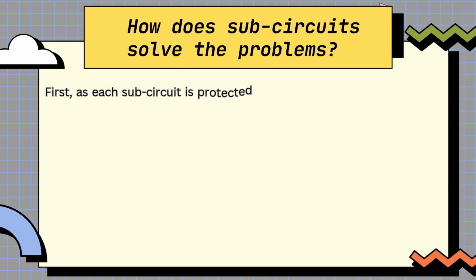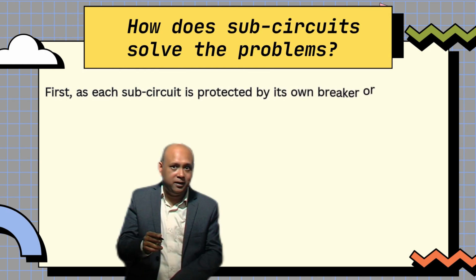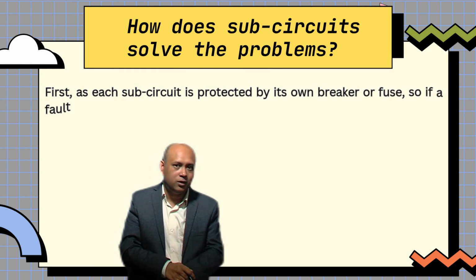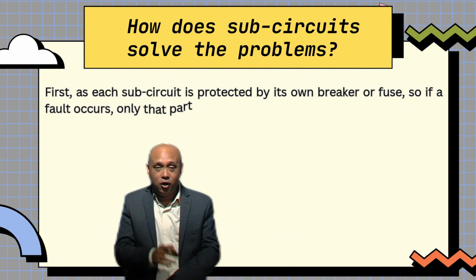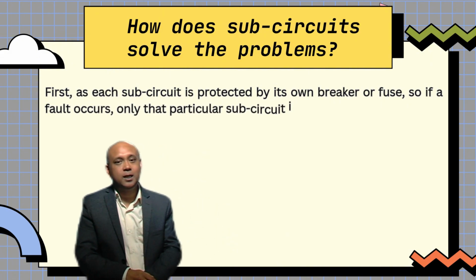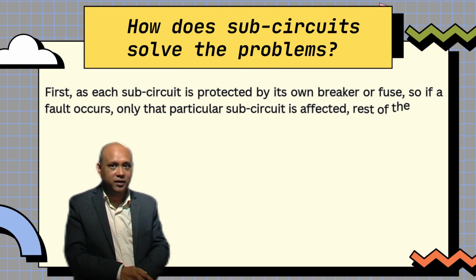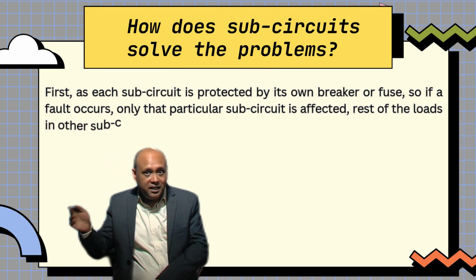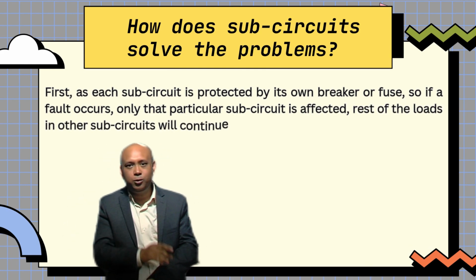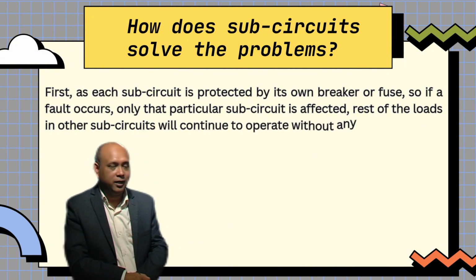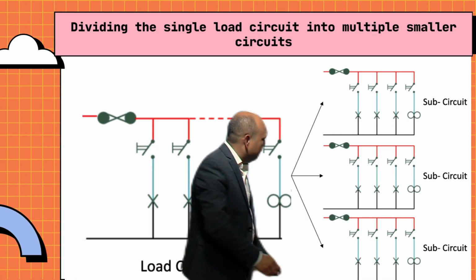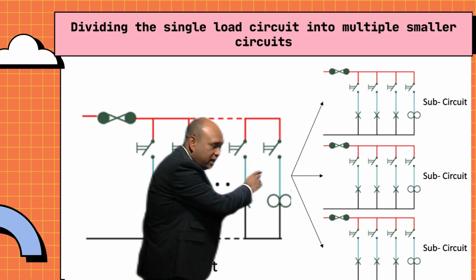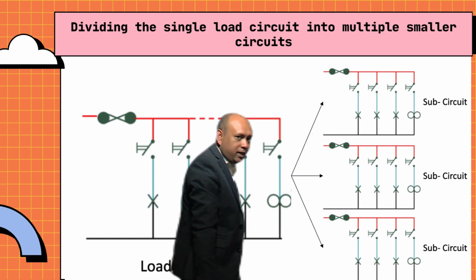First, as each sub-circuit is protected by its own breaker or fuse, if a fault occurs, only that particular sub-circuit is going to get affected. Rest of the loads in other sub-circuits will continue to operate without any interruptions. So here you can see that we have divided the one load circuit into 3 sub-circuits.